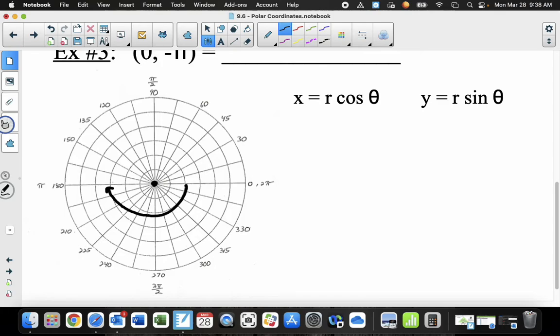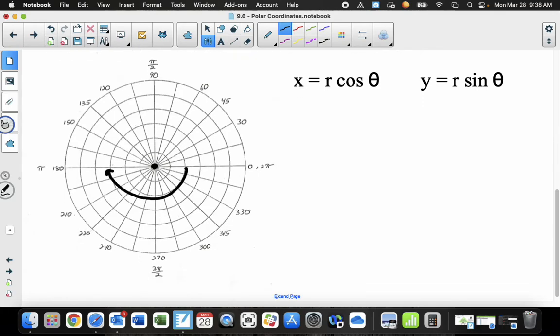Which means, by the way, what are the xy coordinates? If you think about it, it should be 0, 0, right? Let's just confirm to make sure. Okay? If we plug in the information that I already know, x equals radius of 0 times the cosine of negative pi.